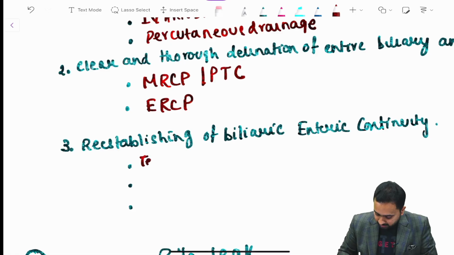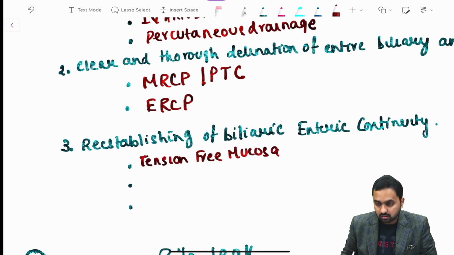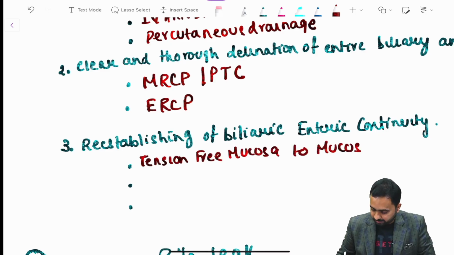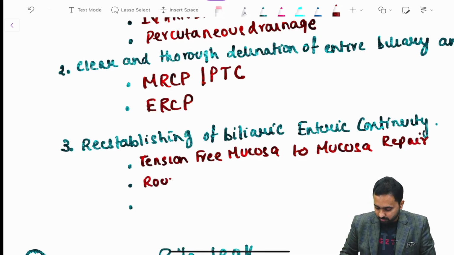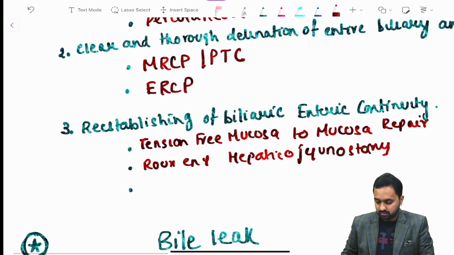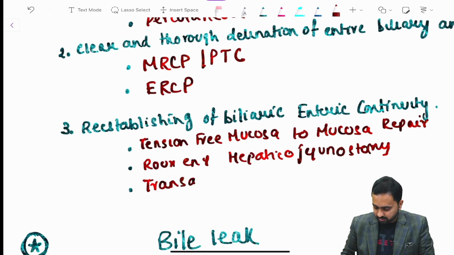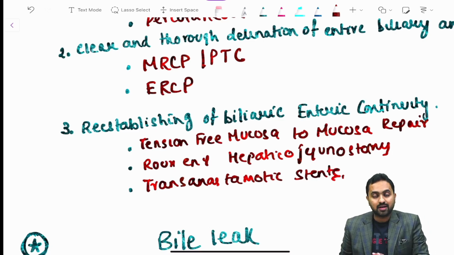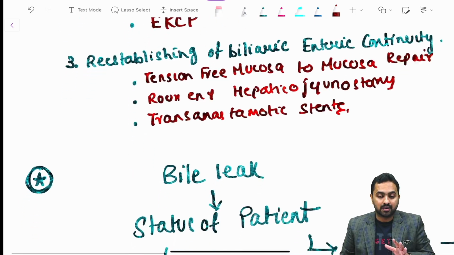Then we have your third goal, which is the re-establishing of your biliary enteric continuity. This is achieved with the help of a tension-free mucosa to mucosa repair. Then we can do a Roux-en-Y hepaticojejunostomy, and your third is the use of your trans-anastomotic stents, right.